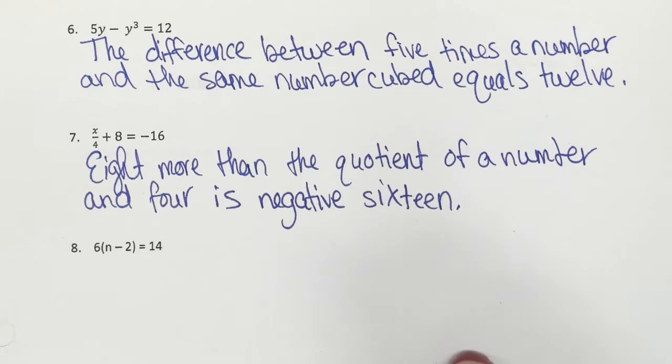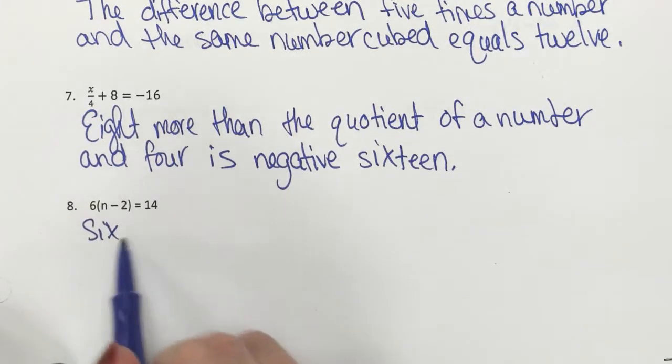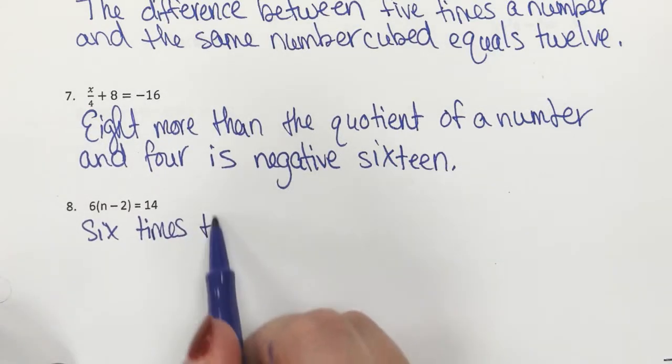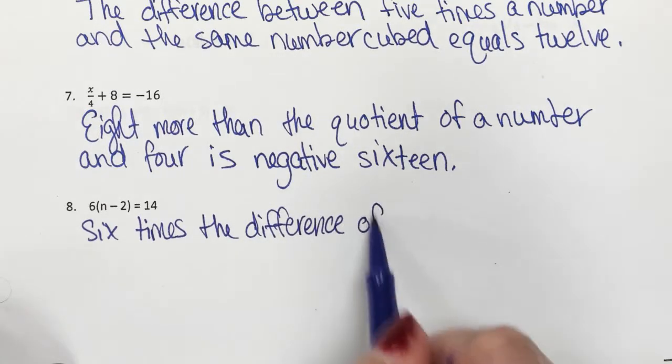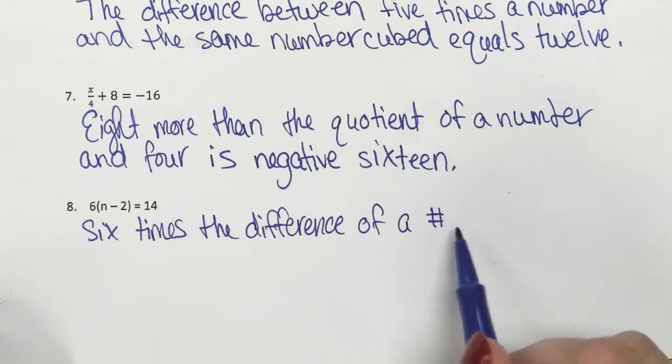All right, what about number 8? Last one, number 8. What you got, Kenan? 6 times the difference of a number and 2 equals 14. Perfect. 6 times the difference. Y'all write out number. I'm just trying to do this real fast.